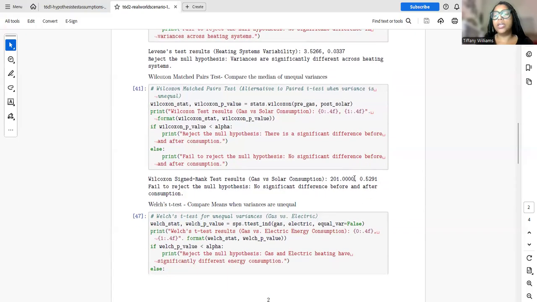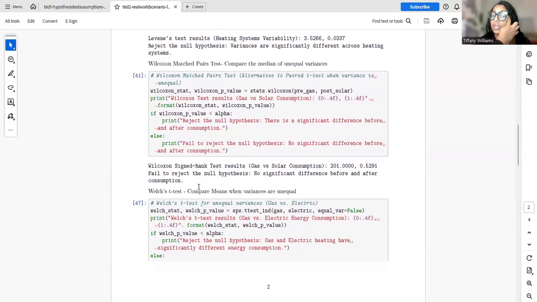As we run it, the p-value is 0.5, so it is significantly higher than the significance level, and we must fail to reject the null hypothesis, showing that there is no significant difference before and after in the median consumption of gas and solar energy.